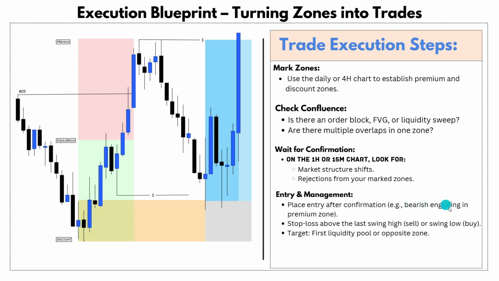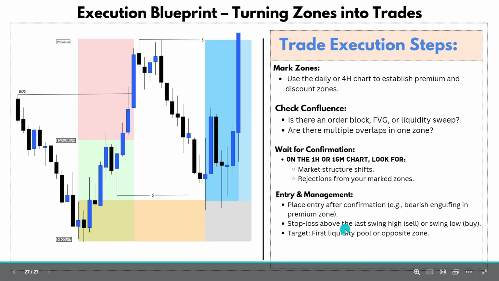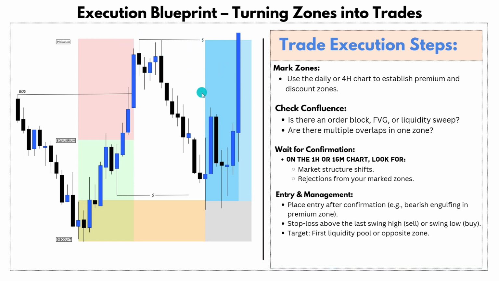Now we'll just place our entries after the confirmation. An example is a bearish engulfing in a premium or discount zone. Then we place our stop loss above or below the swing high or the swing low. Then we target the first pool of liquidity or opposing zones. So in this scenario right here, we're just targeting these old highs, this buy side liquidity. Now let's go into charts and see exactly how we use premium and discount zones to catch sniper entries.